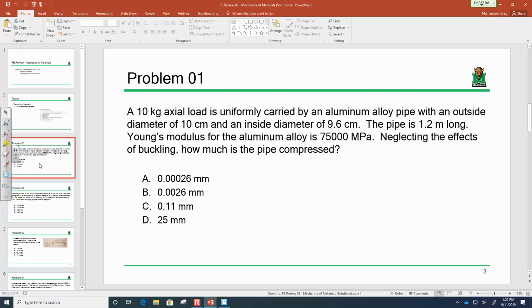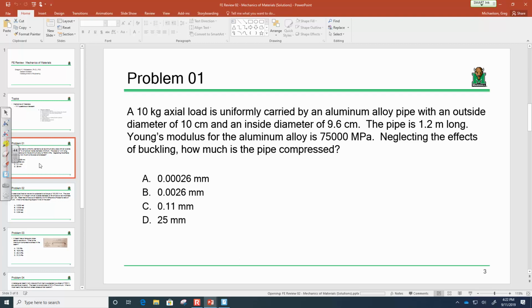Now, because of that, one of the things that I like to do right off the bat when I do these problems is declare at the beginning what my unit system is going to be and then make sure everything is converted into that unit system. That is one thing that's advantageous towards metric. So I have a 10 kilogram axial load that's carried by an aluminum alloy pipe. The pipe is 1.2 meters long. Now I have Young's modulus at 75,000 megapascals. Neglecting the effects of buckling, how much is the pipe compressed?